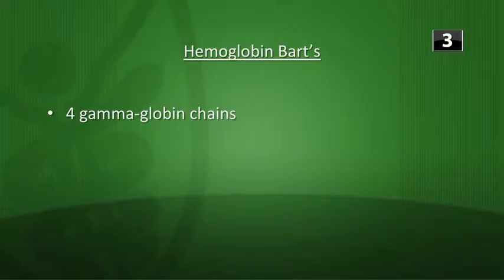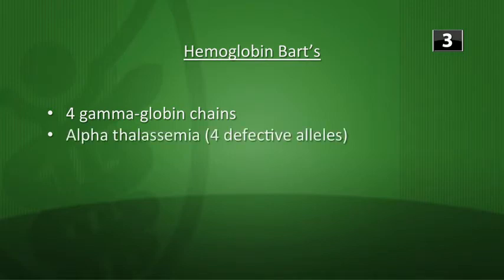And then what's the structure of hemoglobin Bart's? So hemoglobin Bart's is a type of abnormal hemoglobin that's made of 4 gamma globin molecules. And what disease results in hemoglobin Bart's production? Well, the answer is alpha thalassemia again, but let me explain.